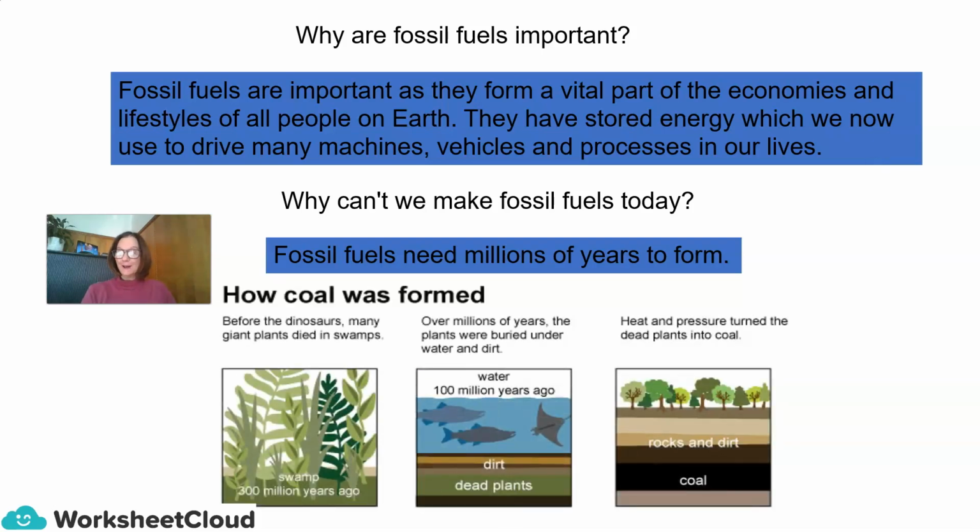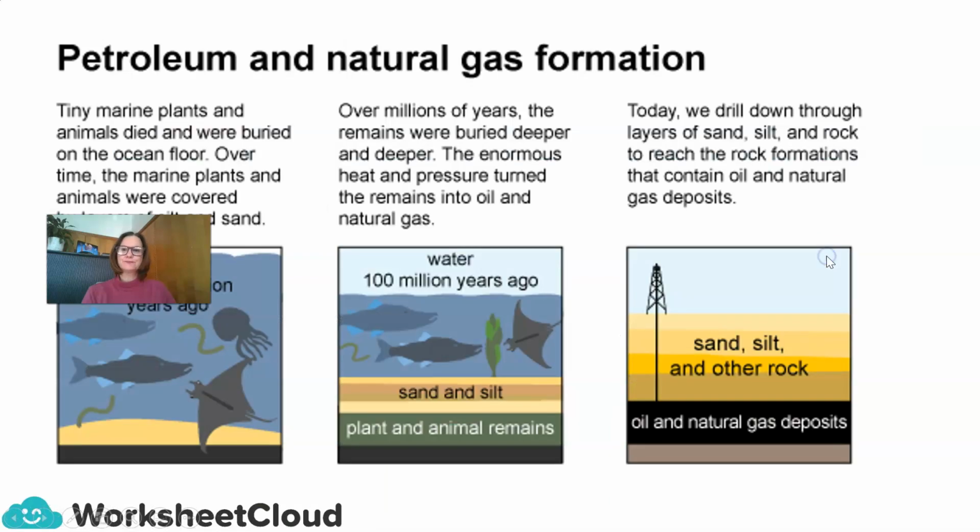So let's take a look at how coal was formed. Before the dinosaurs, many giant plants died in the swamps about 300 million years ago. Over millions of years, the plants were buried under water and dirt, and then heat and pressure turned the dead plants into coal. A little bit of a recap also from grade 6.